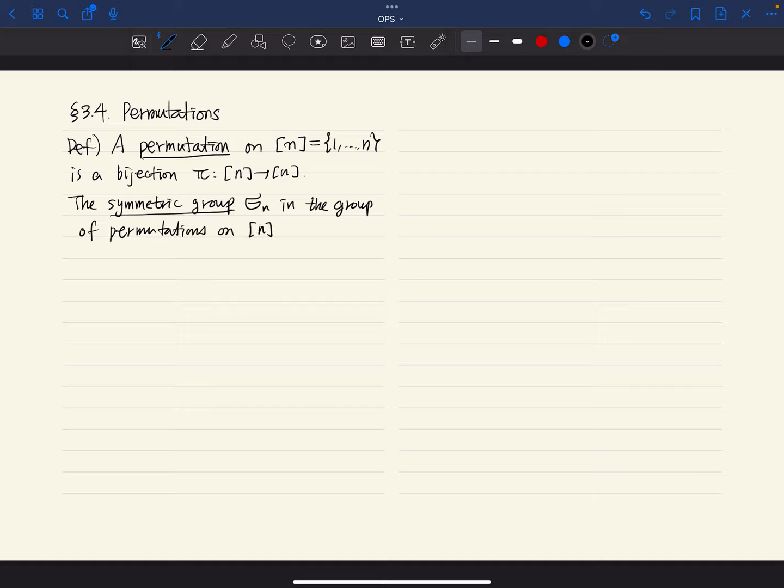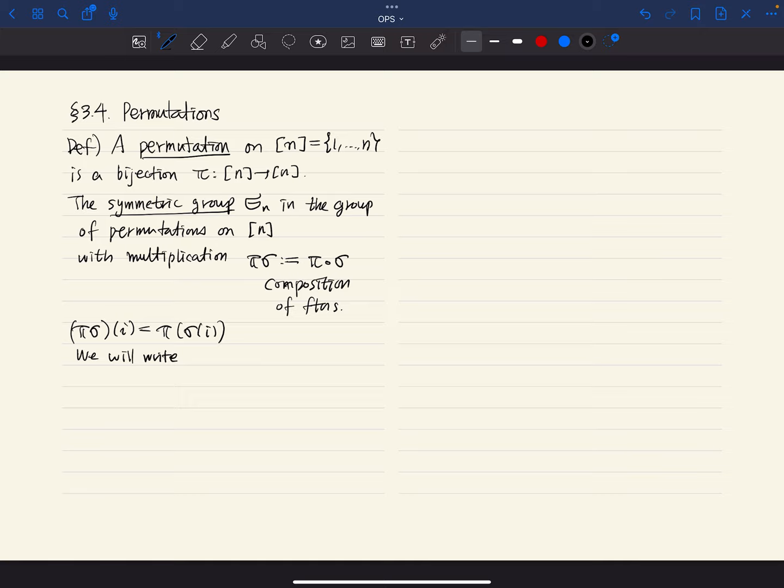Because it's a group, we have to define the multiplication. So πσ is defined to be the composition of functions. We can compose two functions, and it's still a bijection, so yes, it's a group. Of course, that means this is a permutation, so it sends i to π(σ(i)). So it's a map from [n] to [n].